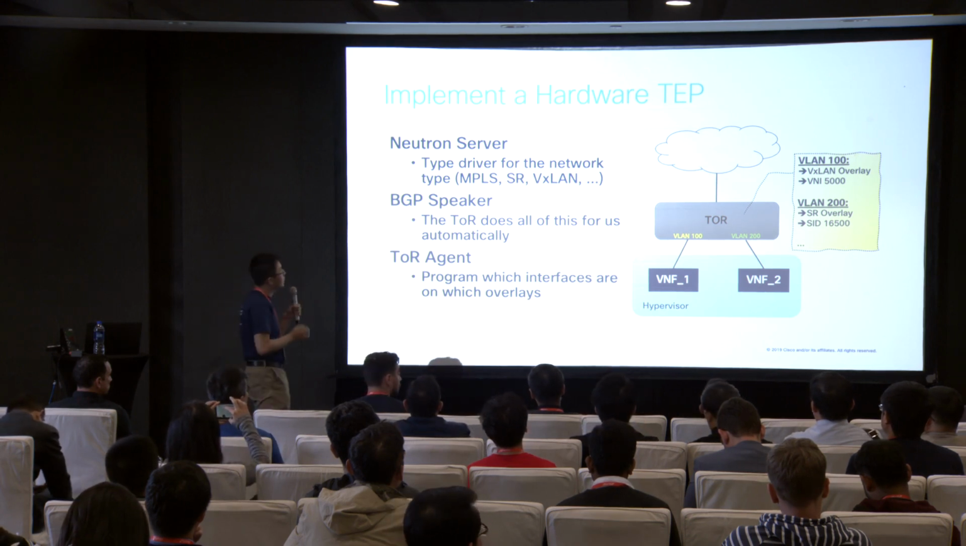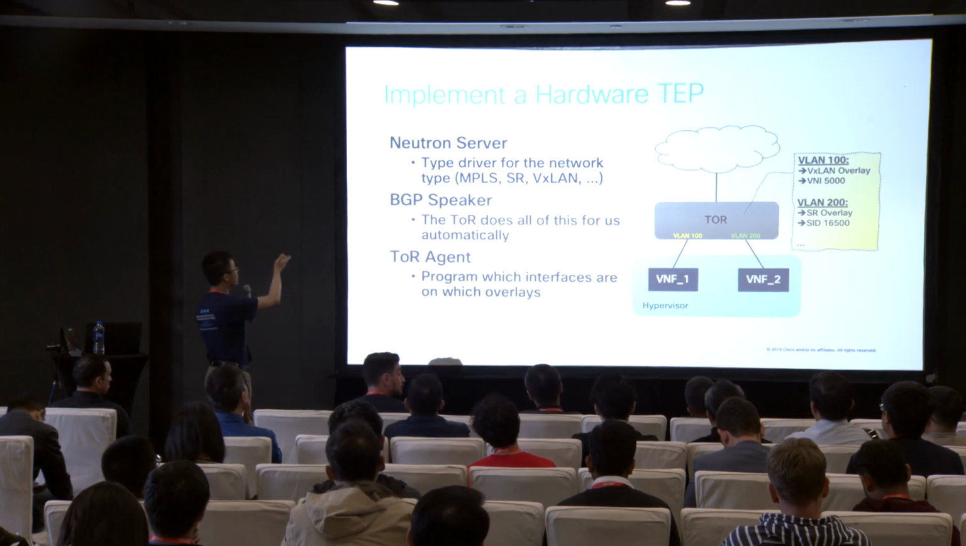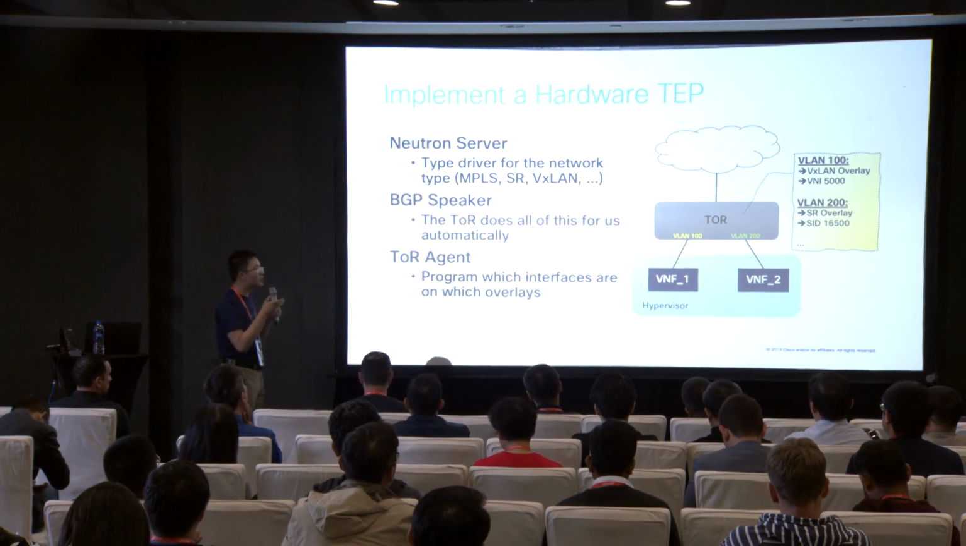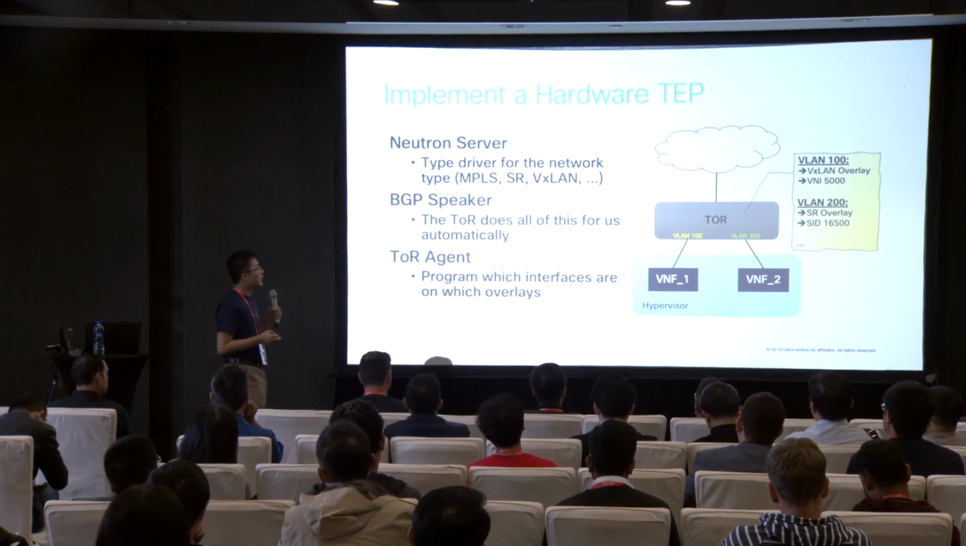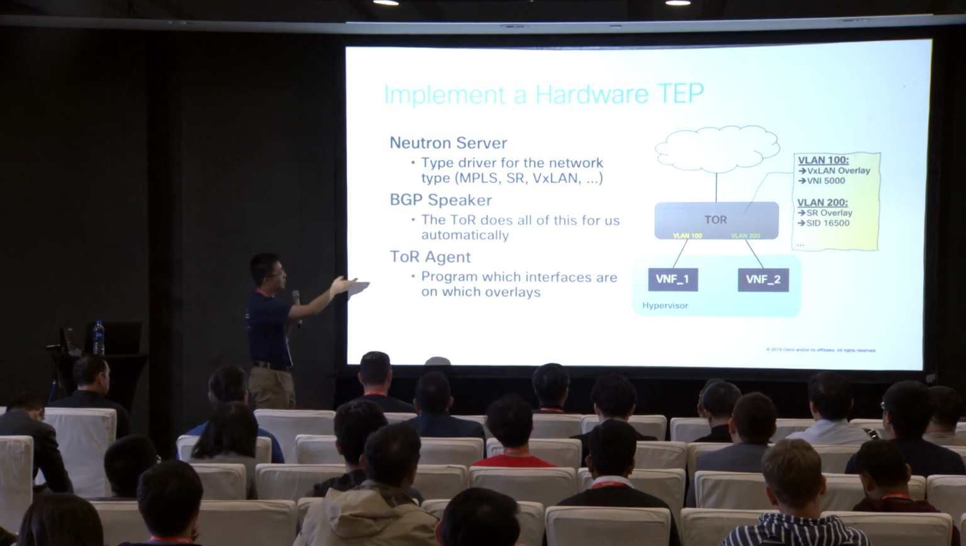But again, from the Neutron server, you still need something for Neutron to understand you are inventing something new. And for the BGP speaker, the ToR does most of the things for you automatically. And the only thing you need additionally is the ToR agent. So why do we need that? Like a picture over there.